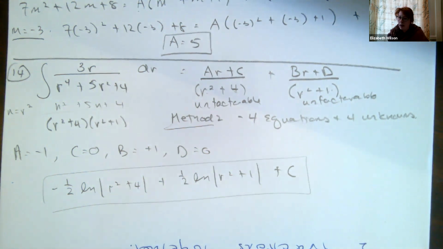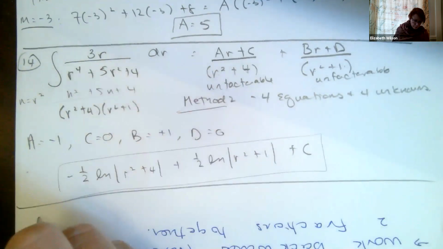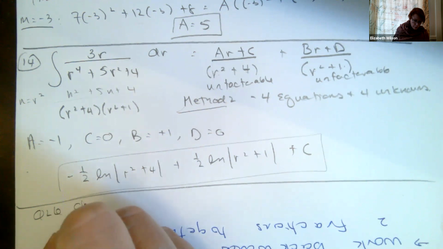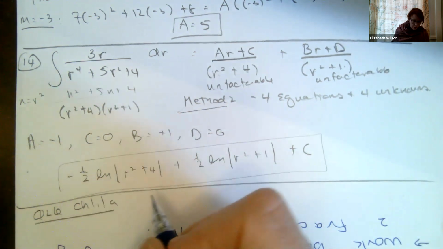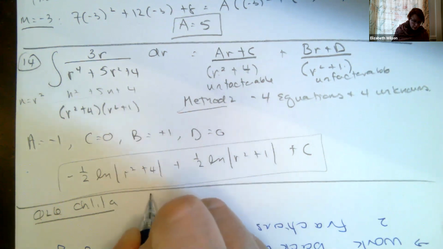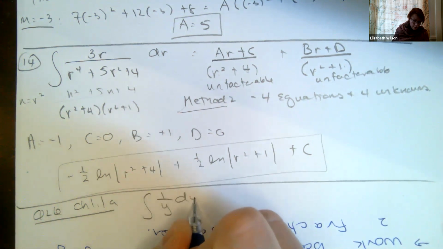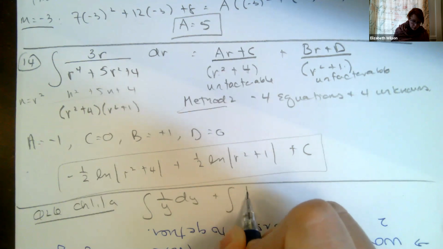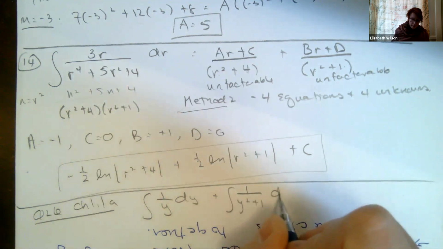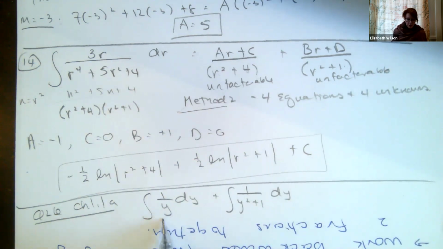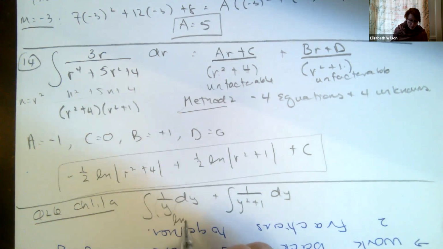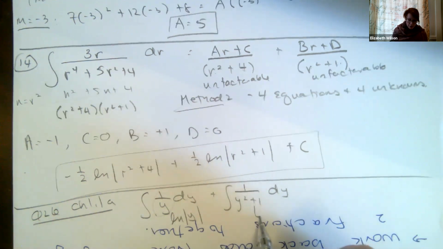Okay, so what's the question? How to approach it? Question 26 for chapter 1.1a. I want to be able to integrate 1 over y dy plus 1 over y squared plus 1 dy. On both of these cases, this is my natural log rule. So this is going to end up being natural log of y. This is my inverse tangent. You're just going to have to recognize it as an inverse tangent.